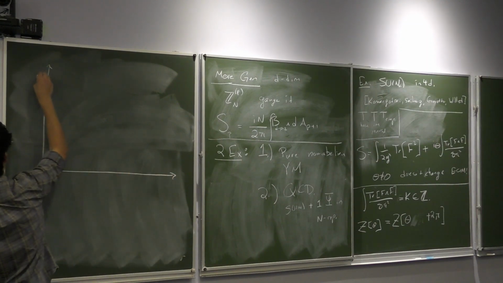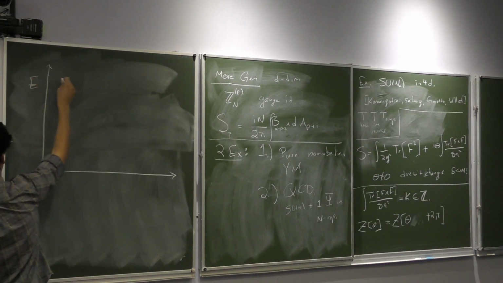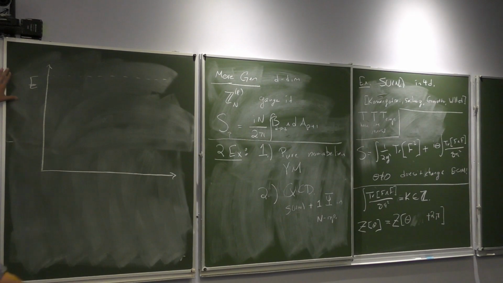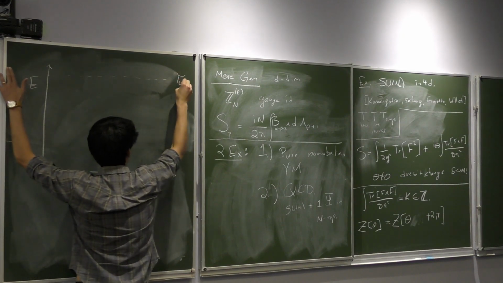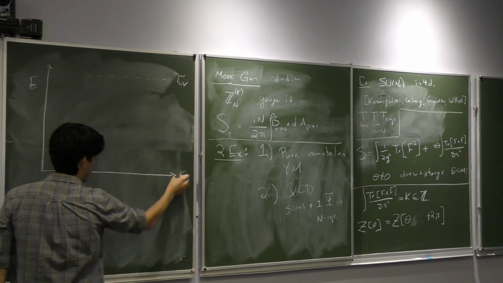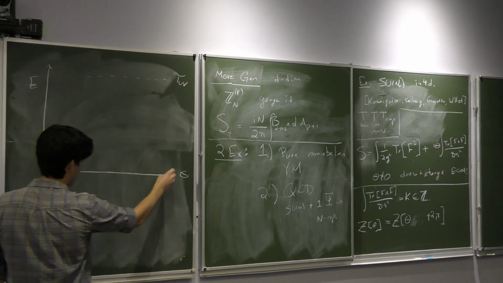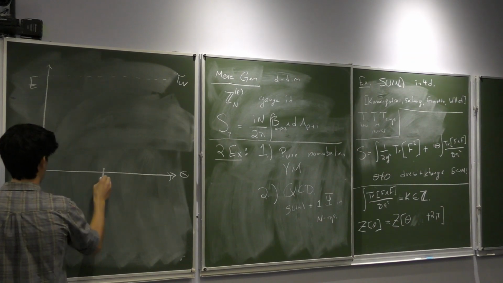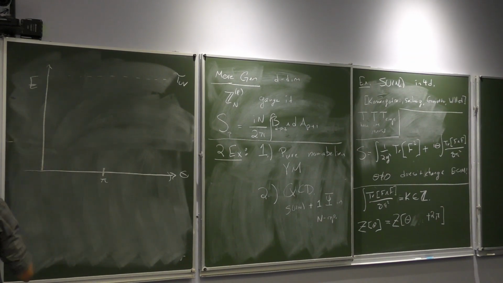Good. So what we can do is we can try to make a phase diagram here. So imagine this is your energy scale. So we're starting up here. This is where our UV scale is. And we want to look at it as a function of theta. So here's the point theta equal to pi, and here's the point theta equal to 0.